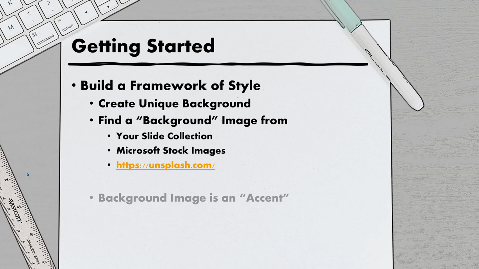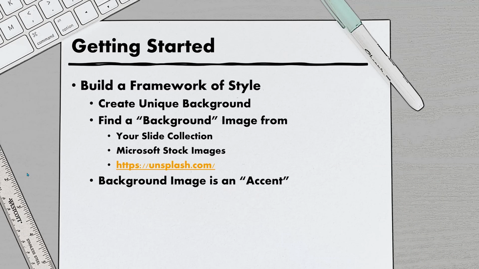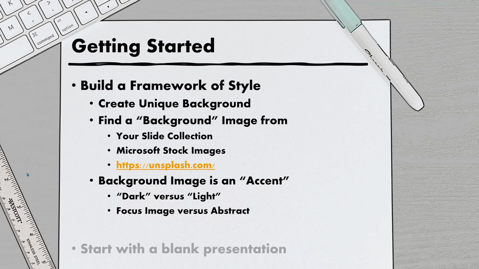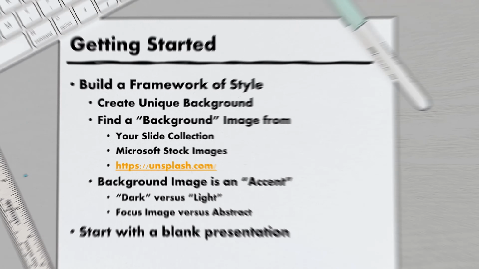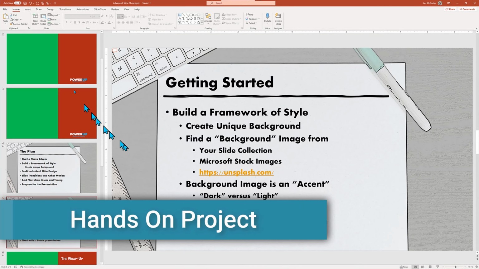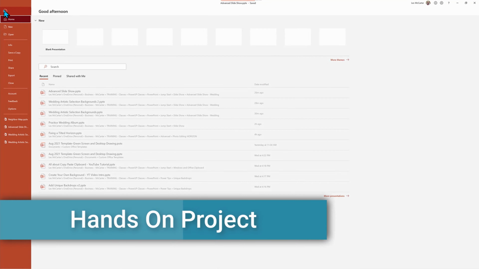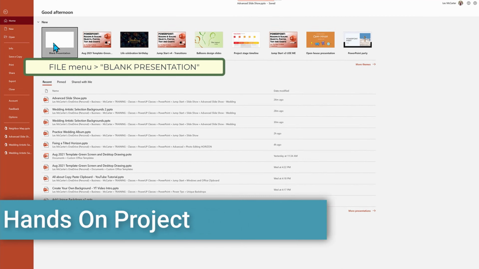Once we explore our choices, we'll need to decide whether we want a dark or brighter stage. We'll want to decide, is it a distinct, identifiable image or a more abstract background? Let's get started with a blank presentation. With PowerPoint already up and running, I'm going to go to File and then click on Blank Presentation.